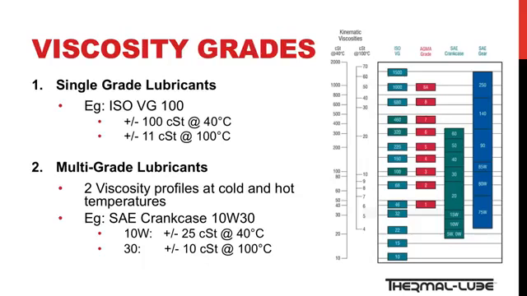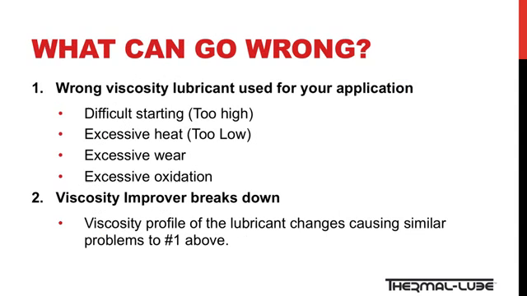You can see that at 40 degrees Celsius, if we were to use straight SAE 30, the resistance to flow would be almost 4 times that of the 5W grade. Both semi-synthetic and synthetic lubricants use viscosity improver additives to achieve the desired properties. There are a wide variety of viscosity improvers that will affect the viscosity profiles of the mineral or synthetic base lubricants differently. So, what can go wrong?